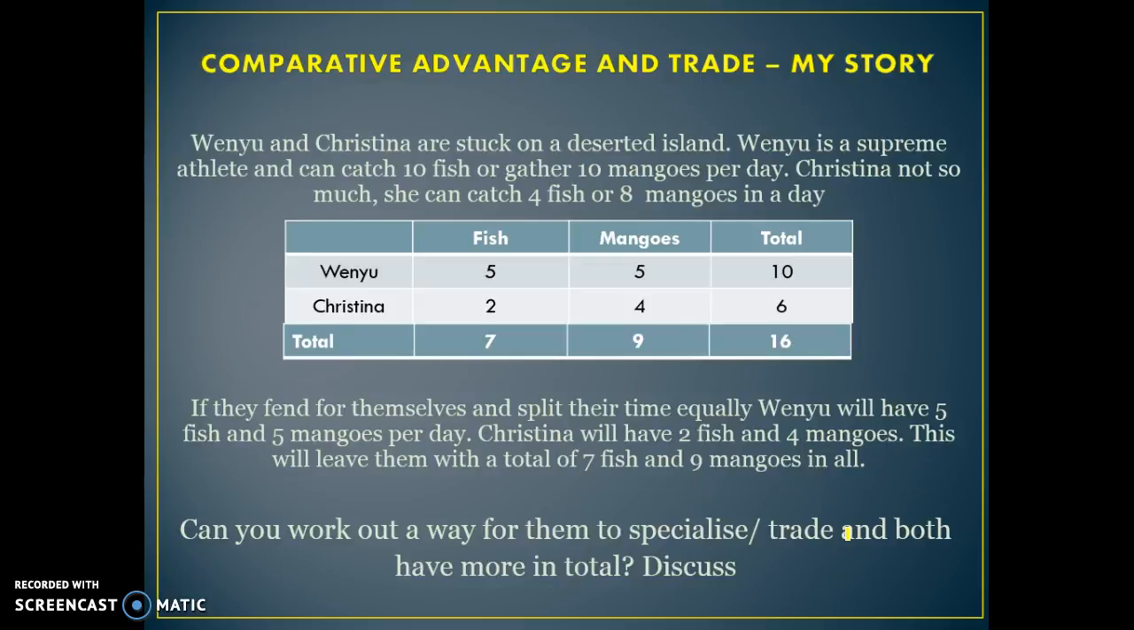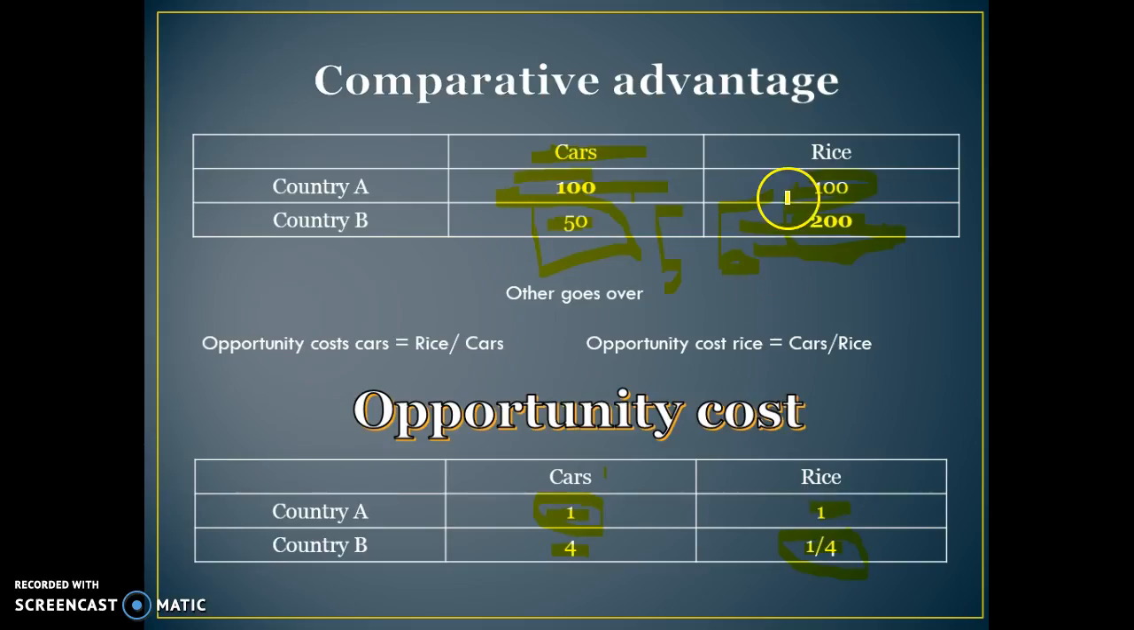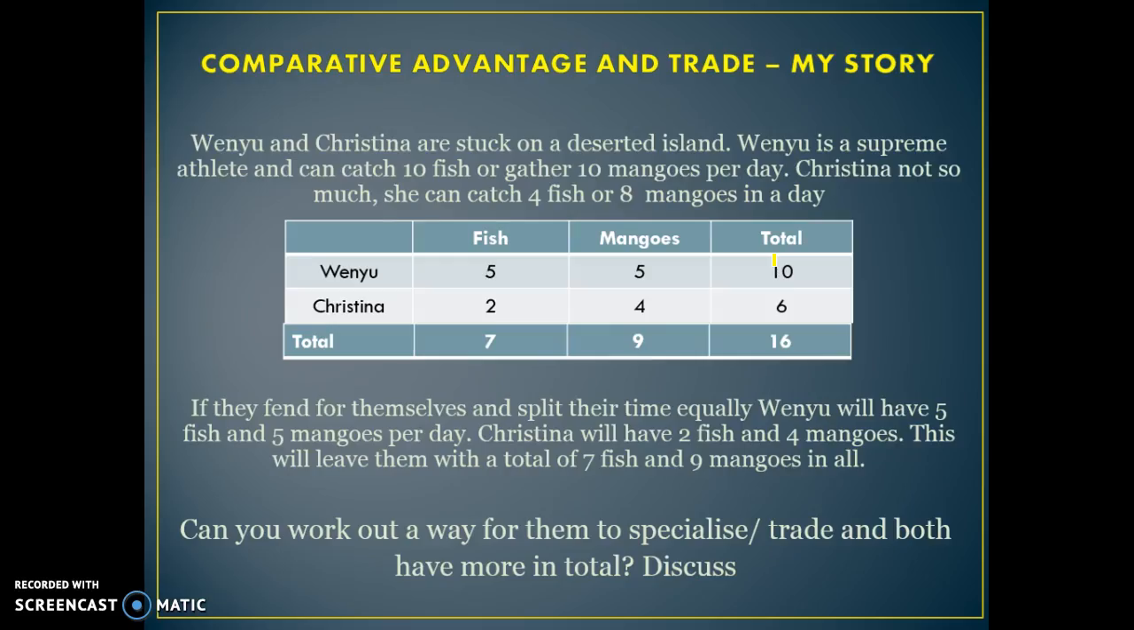I gave you the example. In this case here, the countries actually have different absolute advantages. Country A's got absolute advantage in cars, country B's got absolute advantage in rice. But the same philosophy still works if someone is better at producing both things than another.